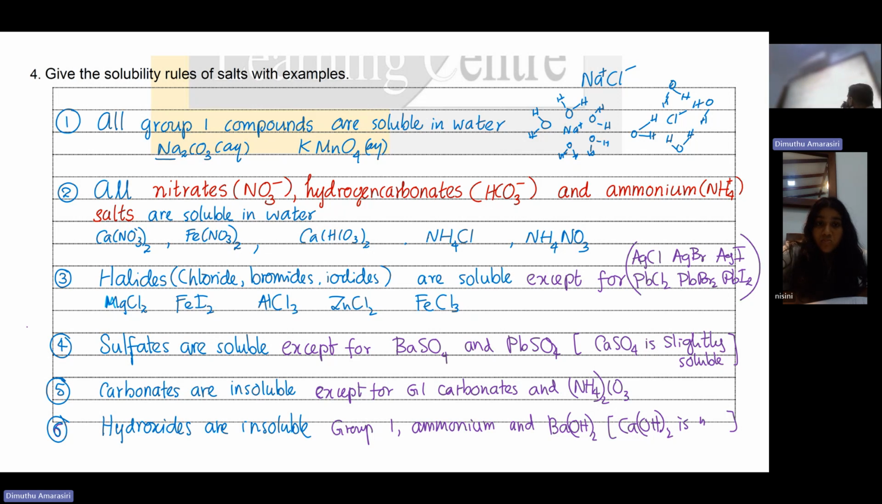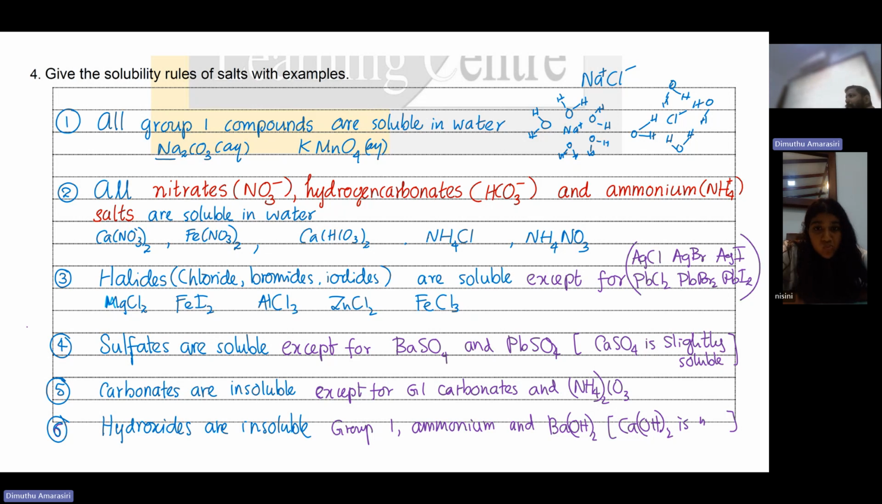You didn't read the second statement aloud, did you? You have to read it aloud. You need to hear your own voice to remember things. Good. Third one: halides, chlorides, bromides, iodides are soluble except for silver and lead halides.